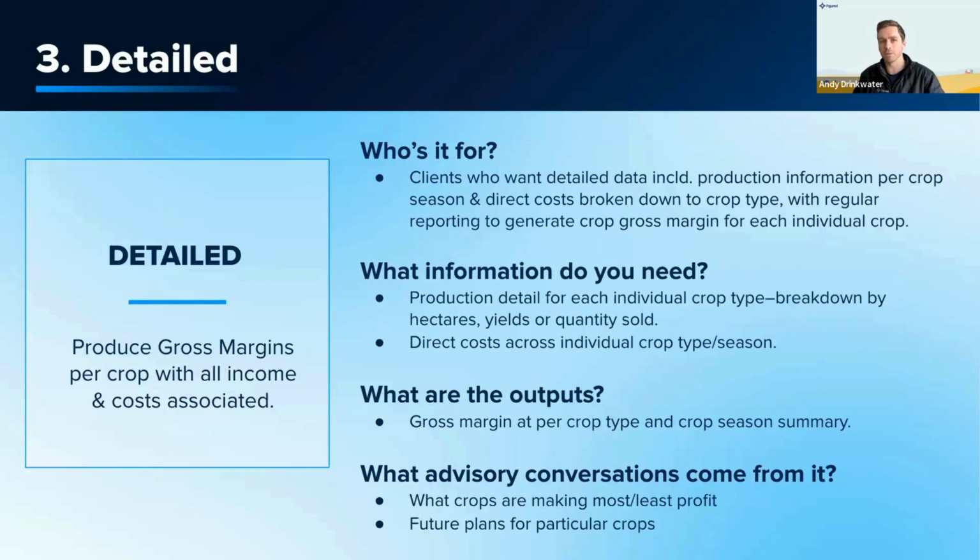And then finally, jumping through to the detailed level. This provides you that complete visibility, right? With both income and direct costs broken right down into each individual crop type and season, and even at a paddock level, if that's the information or detail that you want to go to.